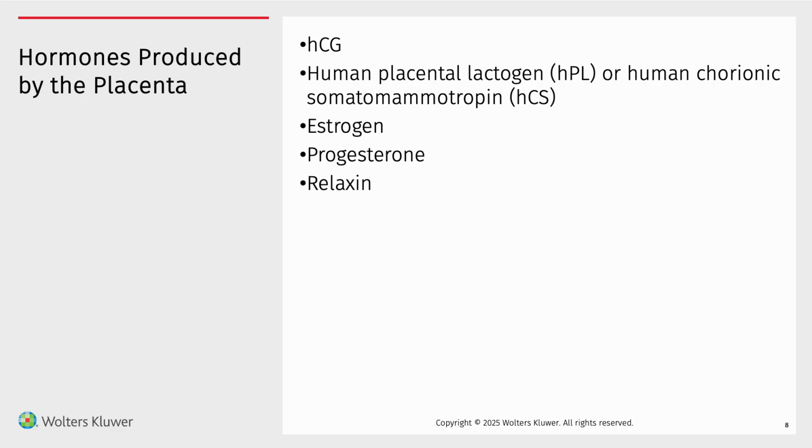Another hormone, progesterone. Progesterone is primarily responsible for maintaining the endometrial lining and suppressing uterine contractions. It's very essential to prevent premature labor, okay? So we need the progesterone so we can prevent premature labor. It helps form the mucus plug in the cervix, and it supports immune tolerance of the fetus.